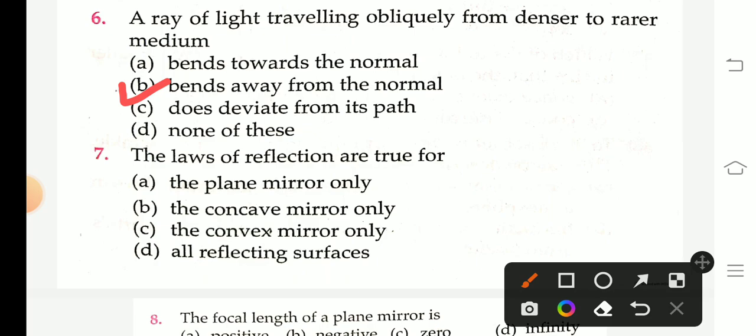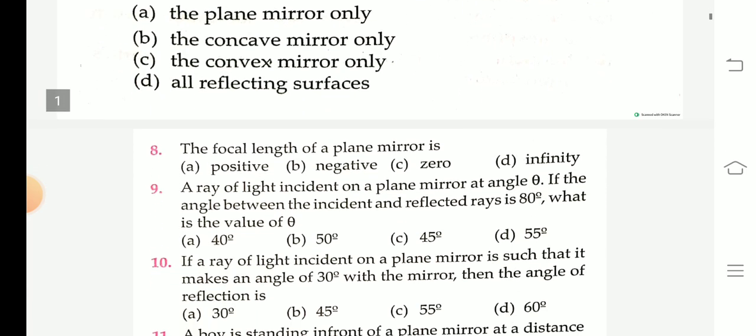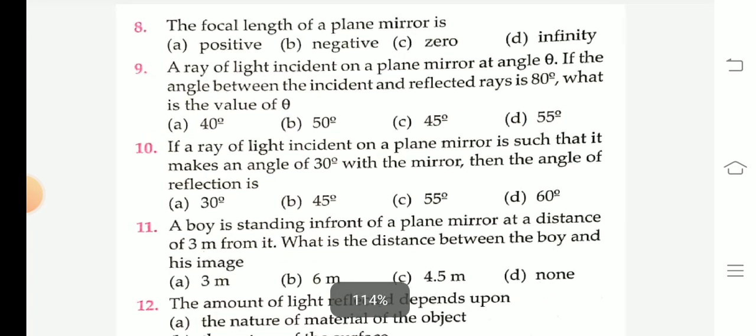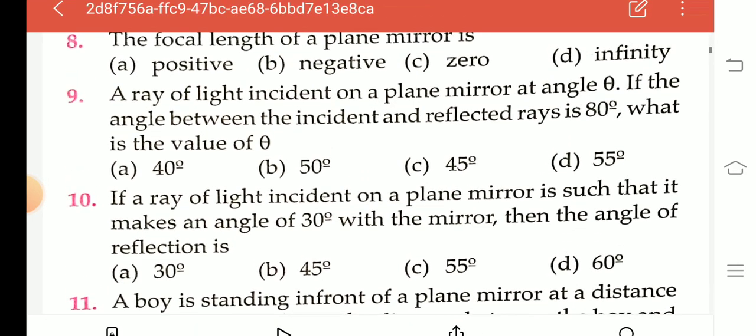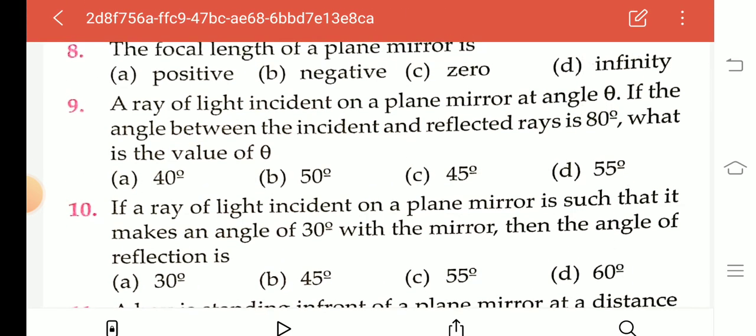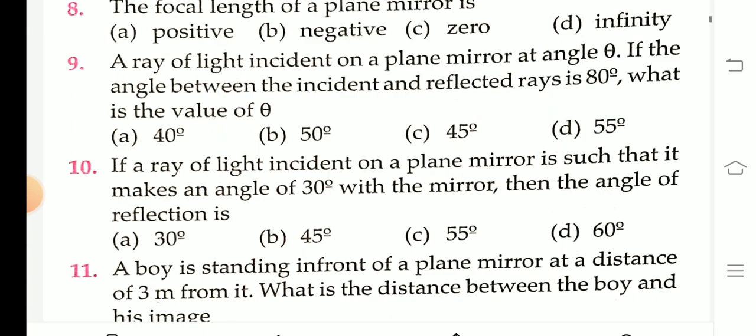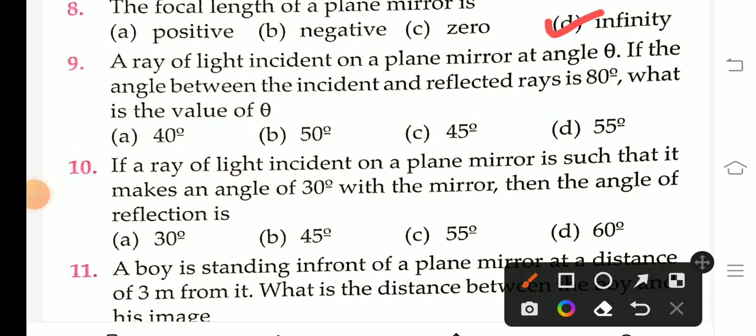Next, the laws of reflection are true for... Right answer option B, all reflecting surfaces. Next, the focal length of a plane mirror is... Right answer option D, infinity.